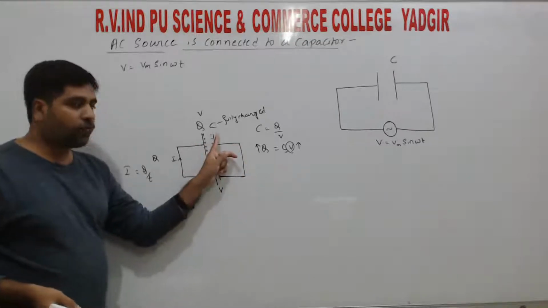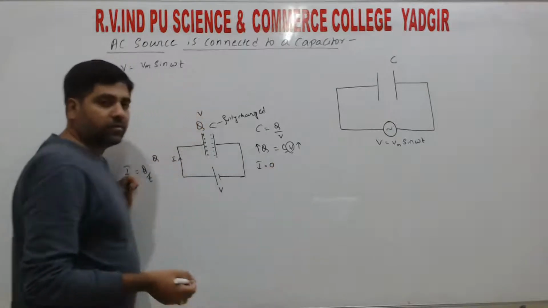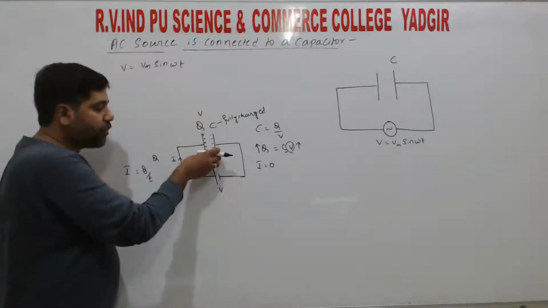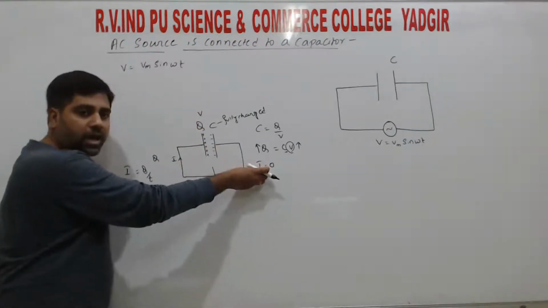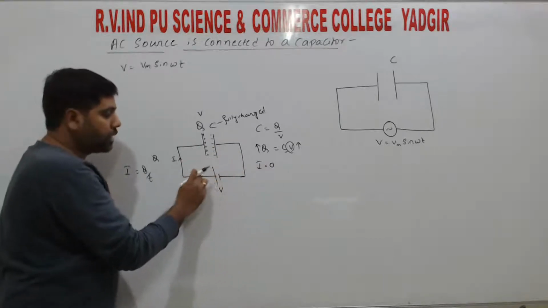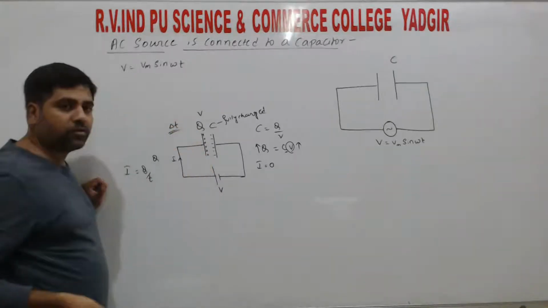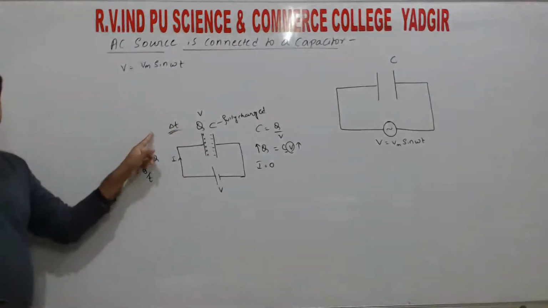As it restricts the flow of current, the current flowing in the circuit is zero, right? That means the capacitor blocks the current which is flowing in the circuit. So current flows only for a short interval of time, that is, only for a small interval of time, delta t.